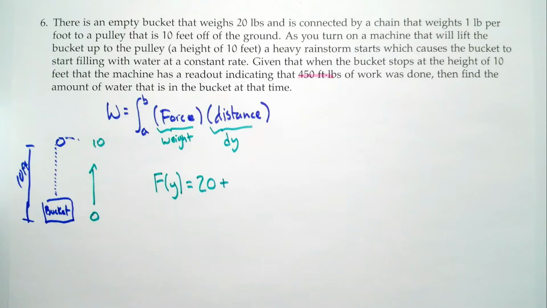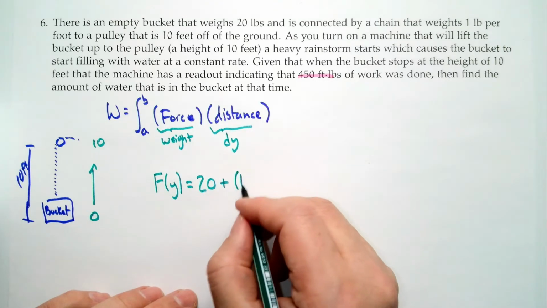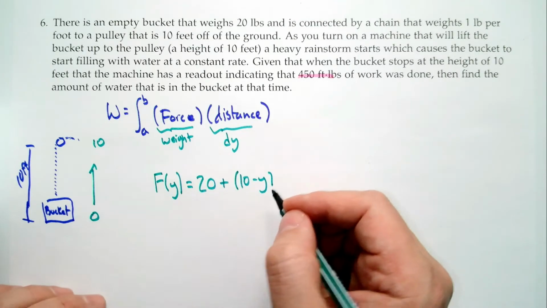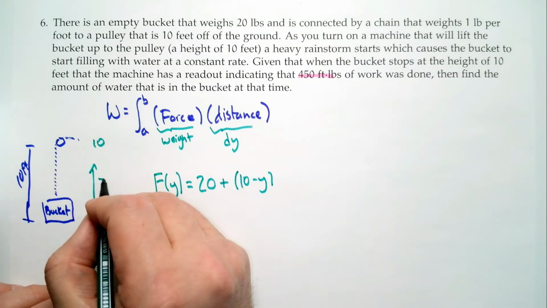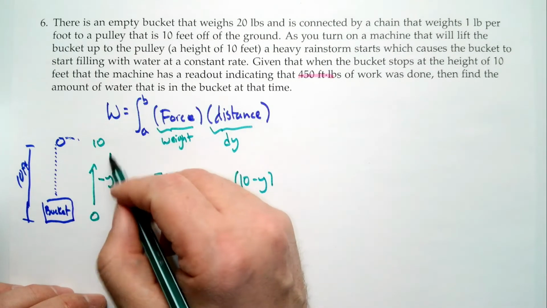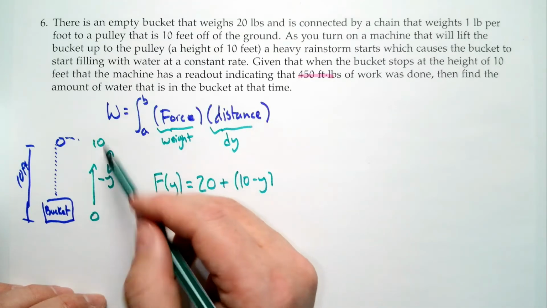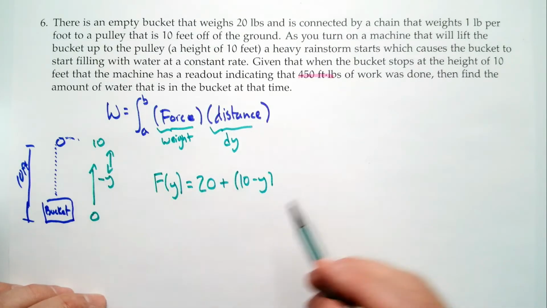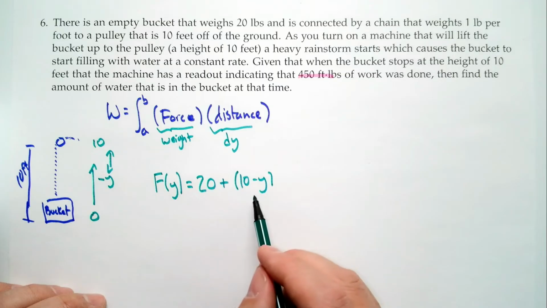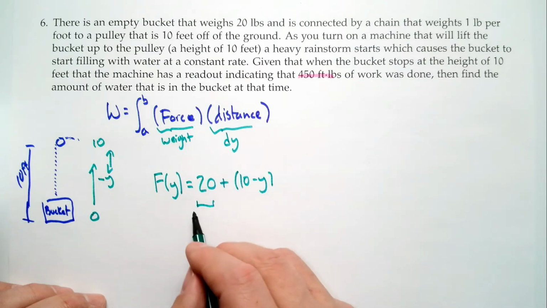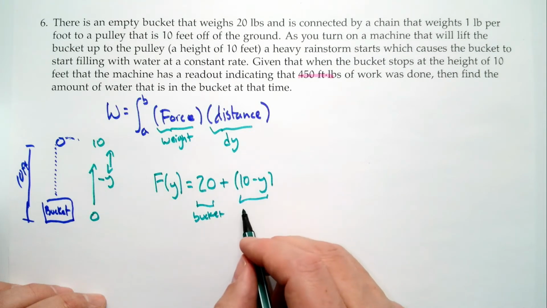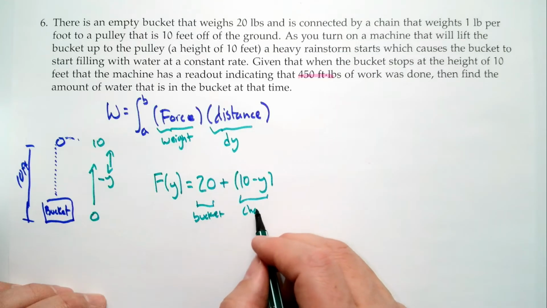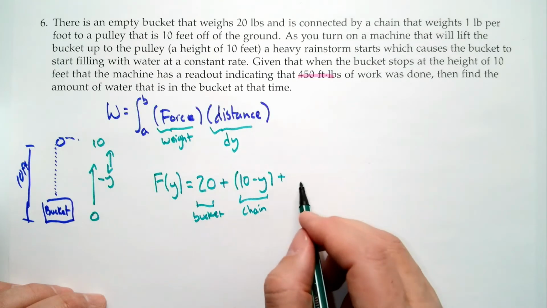It'll be 10 minus y. Now, why is that? Well, if you're at a particular height y here, the amount of chain is the difference between 10 and y. So that's how much chain is left that you have to pull up, 10 minus y. Okay, so we have our bucket weight. We have our water weight. Sorry, that's our chain weight. We need to do our water weight.